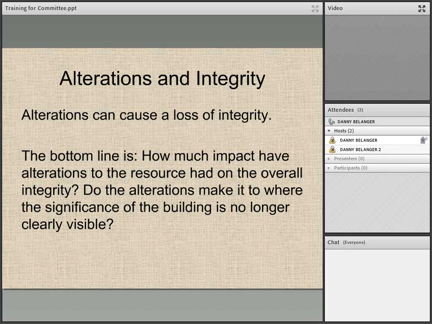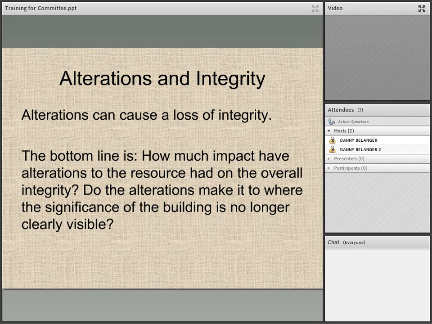Alterations can also cause a loss of integrity. So when you're looking at a property that may have had some alterations, you want to think what the bottom line is. How much impact have the alterations had on the resource overall? Do the alterations make it so the significance of the building is no longer visible? Again, a good way to think of it, especially if it's a historical association with either people or an event, is to think about what the people who used this property would think. Would they come back and recognize it automatically, or would they not quite be sure?